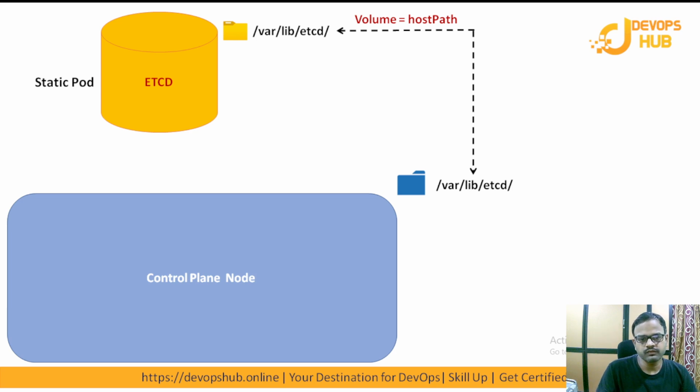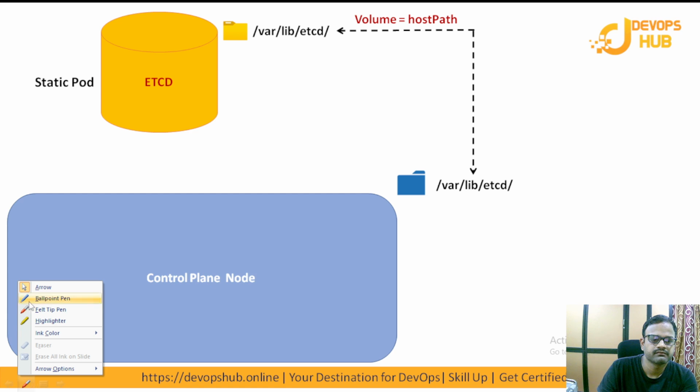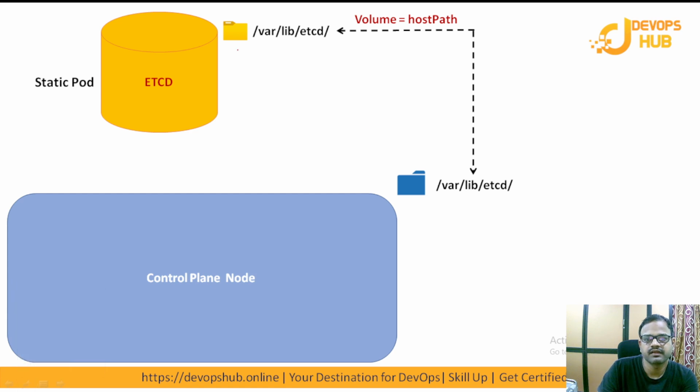So now we have SSH'd to our control plane node. Now we have to take a backup of etcd. Just imagine this is a fresh Kubernetes cluster with no resources. We have created some 10 deployments right now. So these 10 deployments are reflected in our etcd. Now our etcd consists of our 10 deployments.